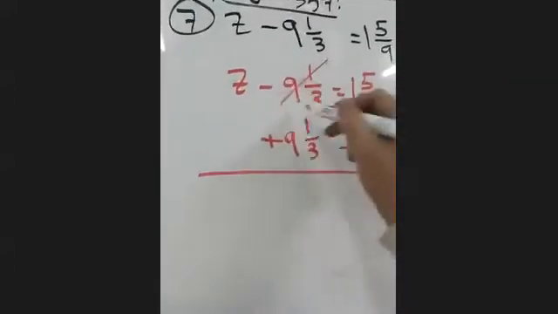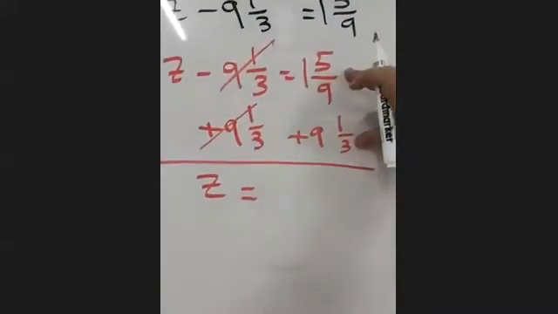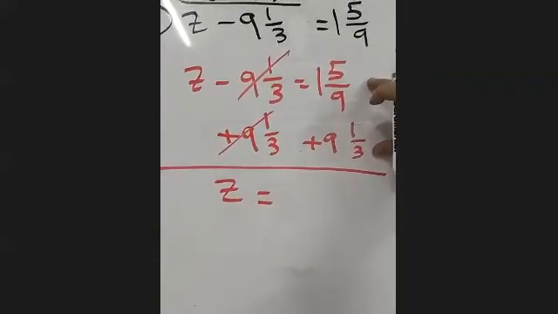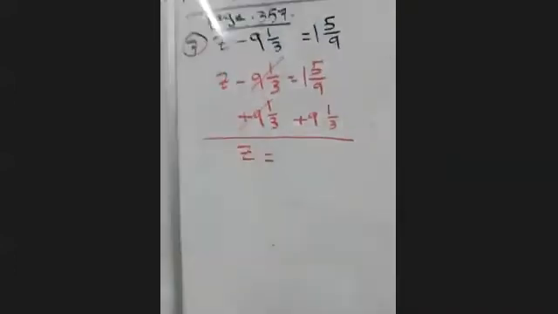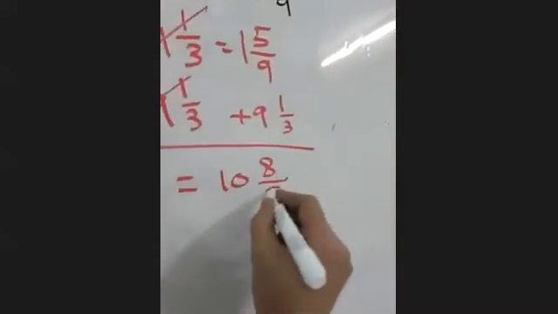Line. And these are gone. Still Z equal. And we will add these two mixed numbers. Do you have a problem in adding mixed numbers? No. So the answer of Z will be 10 and 8 over 9. Okay? Got it?